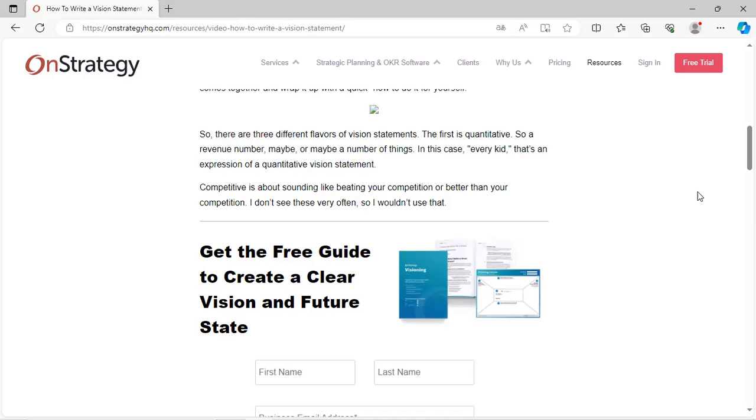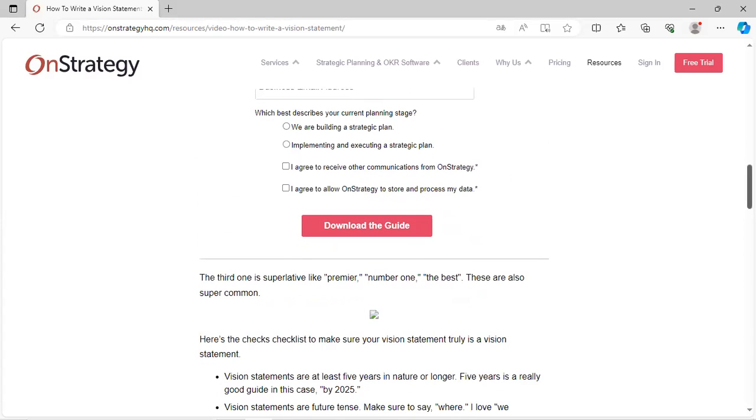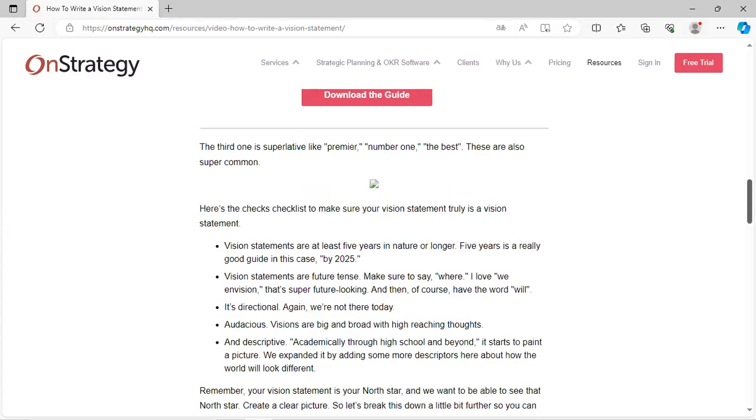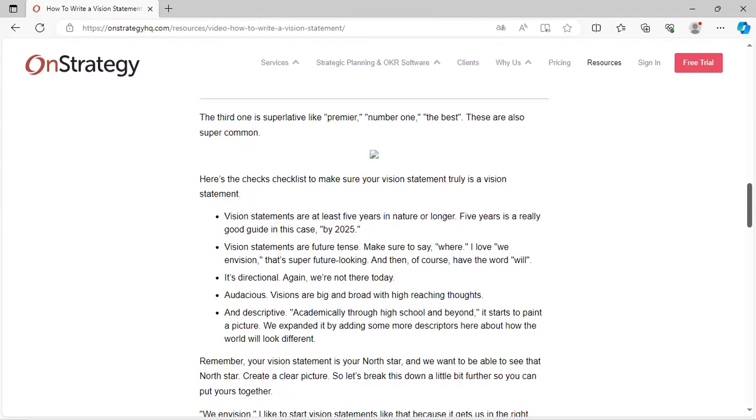You're competing with yourself to be better. The third one is superlative, like premier, number one, the best, that are also super common. Here's the checklist to make sure your vision statement truly is a vision statement.